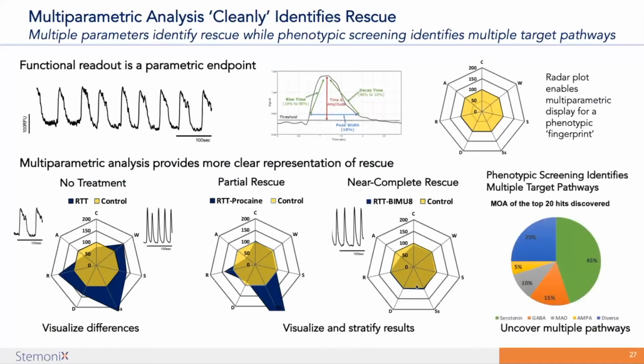And given that it's a phenotypic screen, we're not going in thinking that sodium or GABA or HDAC inhibitors are going to be what cures the phenotype. We're letting nature tell us, biology tell us what is curing it, and we can see that we're uncovering multiple different pathways. So we found hits in serotonin, GABA, AMPA, and just a variety of different compounds, thus giving one multiple shots on goal as to which compounds are taken forward in development.